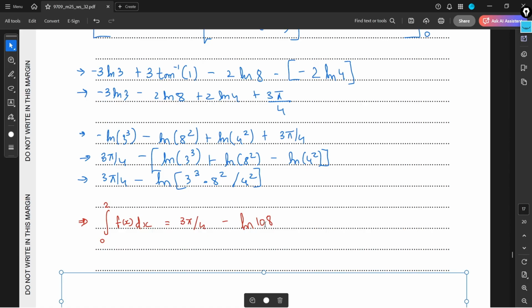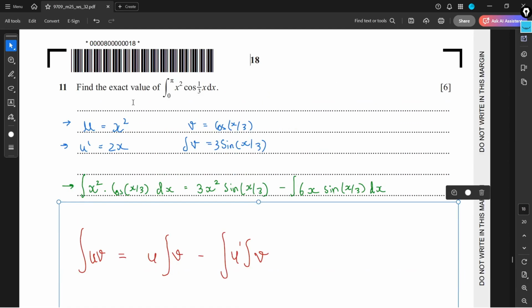So yes guys, that is how we solve this. And now for the final question, we are asked to find the exact value of the integral of x square into cos of x by 3 with respect to x, and the limits are from 0 to pi.